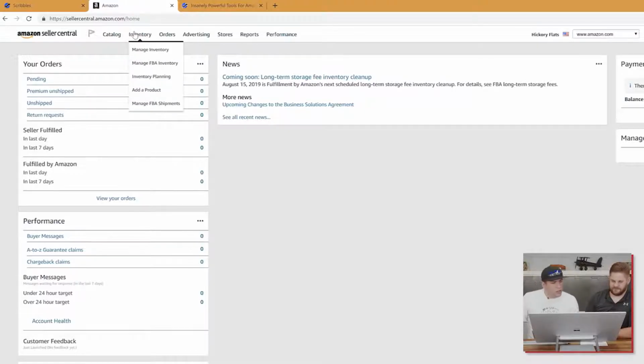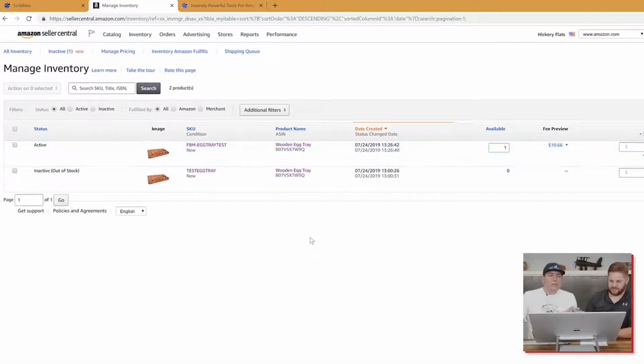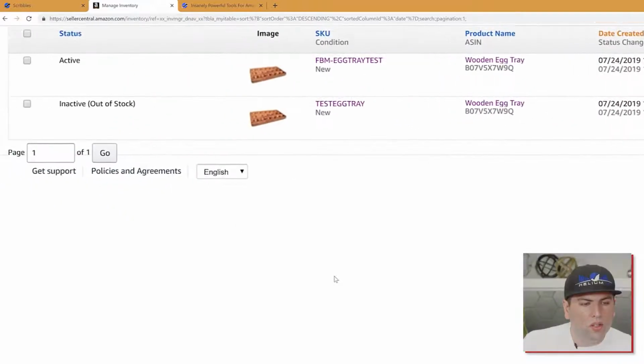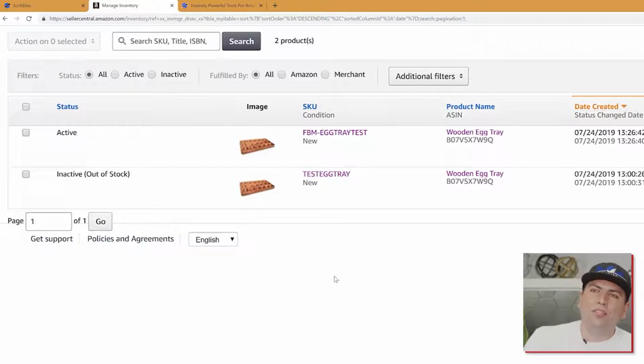We are in Manage Inventory, and we're going to go to the listing right here. By the way, if you notice here, now all of a sudden, there is 2 listings right here. So what I have to do is I actually had to make a fulfilled by merchant listing. Now, can you explain to them why I had to do that?